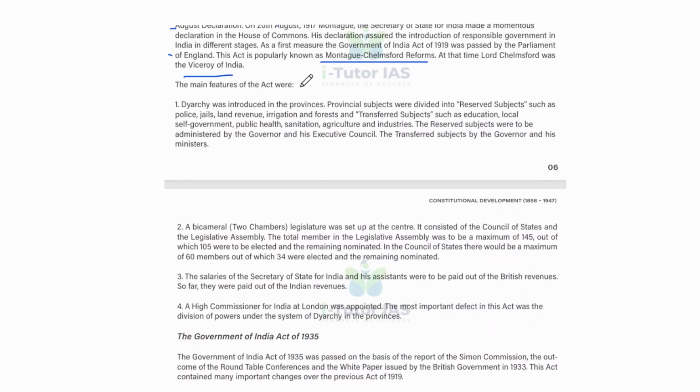The main features of this act were that diarchy was introduced in the provinces, and the provincial subjects were divided into reserved subjects such as police, jail, land revenue, irrigation, and forests, and transferred subjects such as education, local self-government, public health, sanitation, agriculture, and industries. The reserved subjects were to be administered by the governor and his executive council, and the transferred subjects by the governor and his ministers.